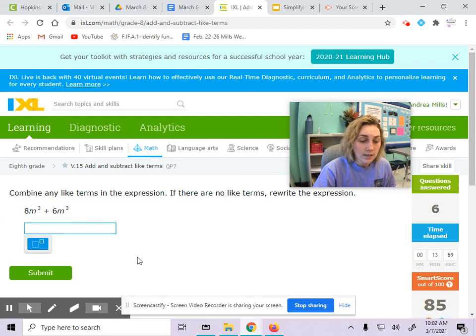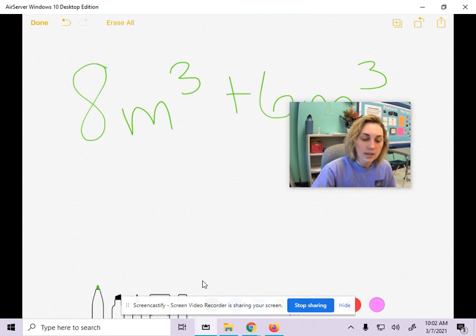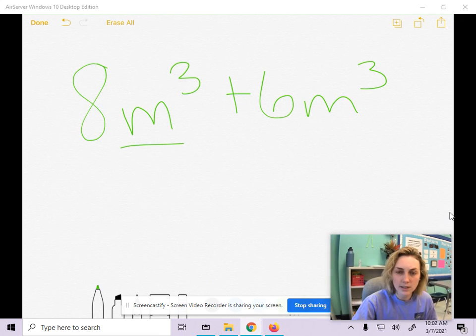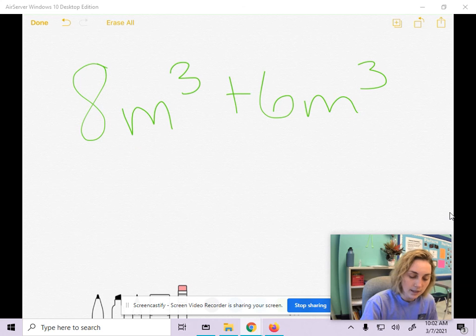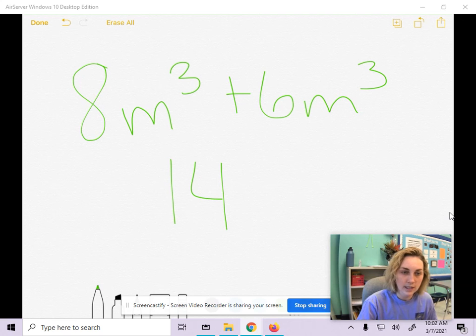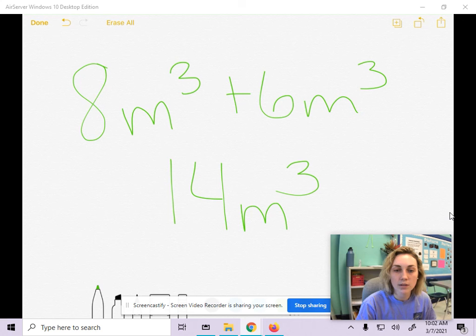All right, these are 8m cubed, and we're going to add that by 6m cubed. Again, these are both like terms. Both of them have an m cubed. So since they're like terms, we can go ahead and combine them. So 8 plus 6 is going to give us 14. 8 plus 6 is 14. And then we can bring down our m cubed.